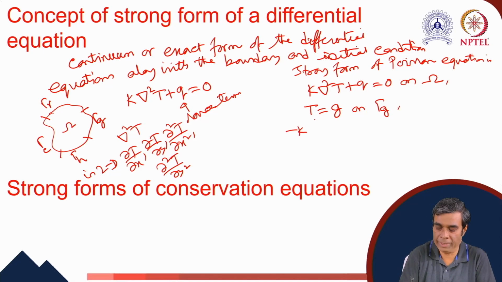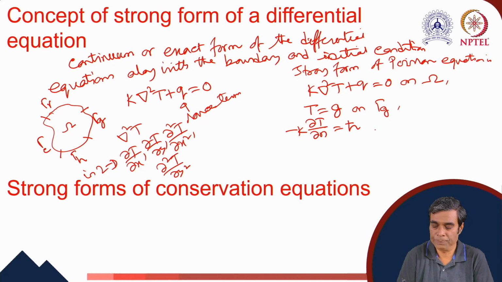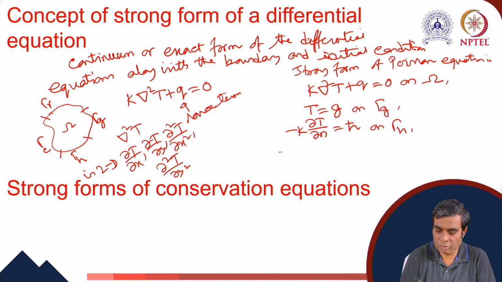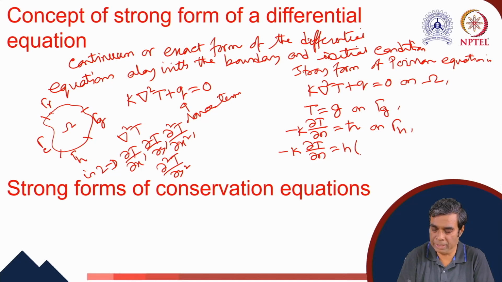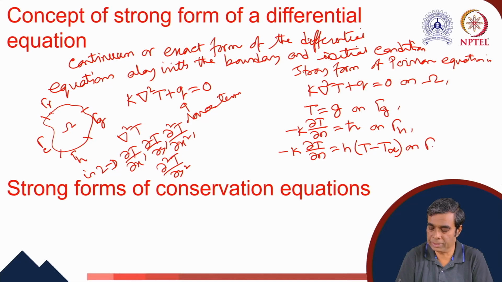On the Neumann boundary, we have minus K del T del N equals H bar. So the value of heat flux is specified along this Neumann boundary. We say that this is given along this Neumann boundary gamma H. Similarly, for the convective boundary, we can write minus K del T del N equals the convective heat transfer coefficient H into T minus T infinity on gamma C.